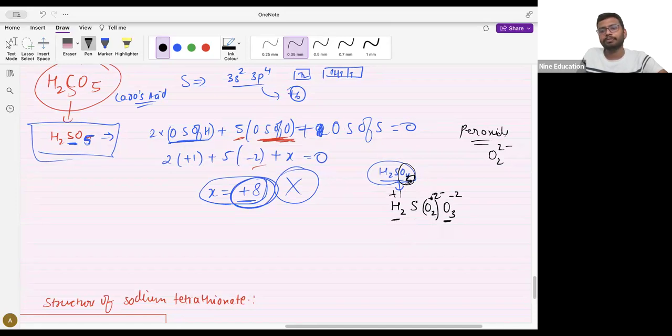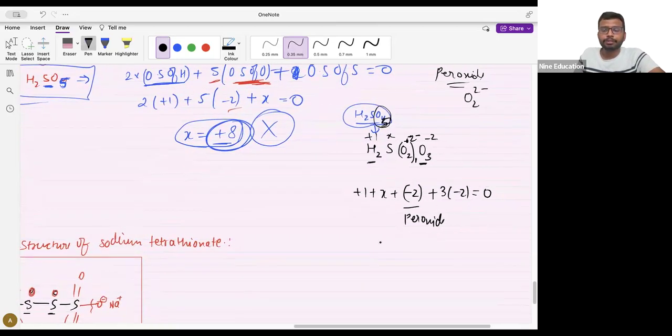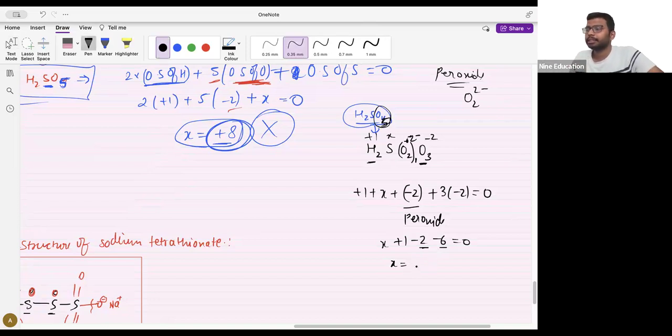Now you add hydrogen +1, sulfur x, and the 2 peroxide oxygens together with a -2 charge, which is known as peroxide. The single oxygens give -2 each, so 3 into -2 is -6. Here only once -2, here 3 times -2. So now from here, 2 times hydrogen gives +2, and 2 and 2 cancel, so x will become +6.